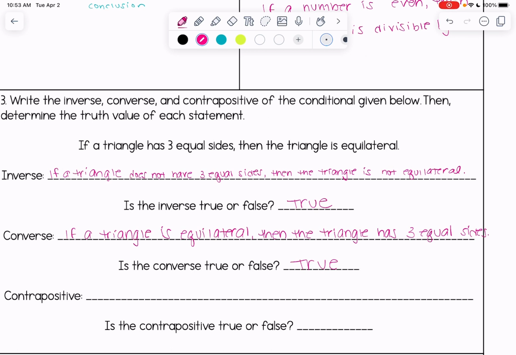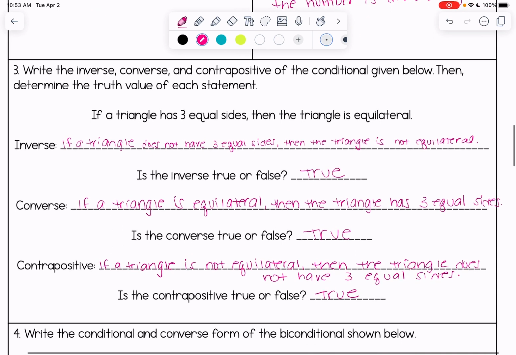All right, for contrapositive, we're going to combine the negation and the switching of the order. So combine inverse and converse together. So I'm going to say if a triangle is not equilateral, then the triangle does not have 3 equal sides. And once again, this is a true statement. Okay, so really number 3, we practice the terms inverse, converse, and contrapositive and working with conditionals in word form.